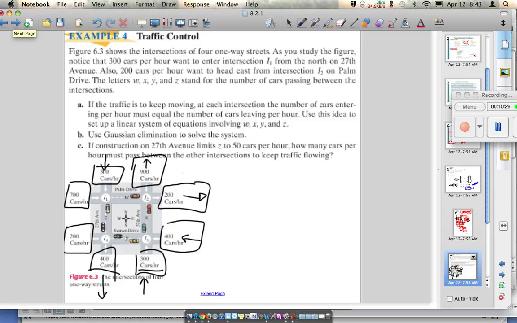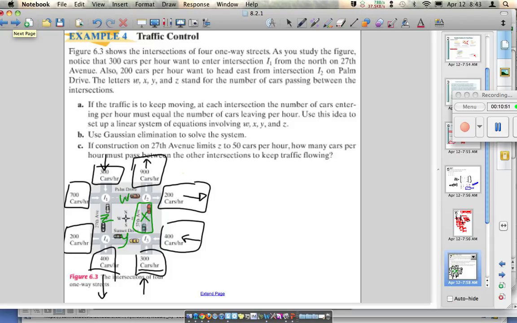What we don't know is how many are going to be between here. So how many are in this little section here? And that's what we're calling X. This section is called W, Z, and Y. We don't know how many are going in between there. And that's our unknown, the number of cars passing between the intersections.